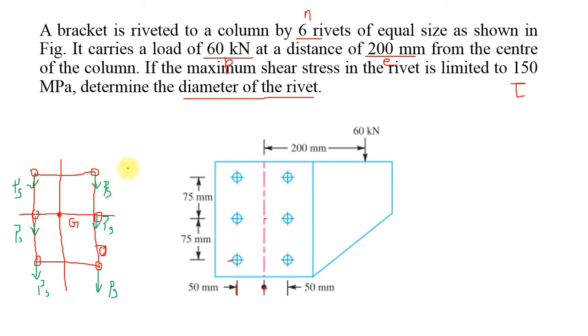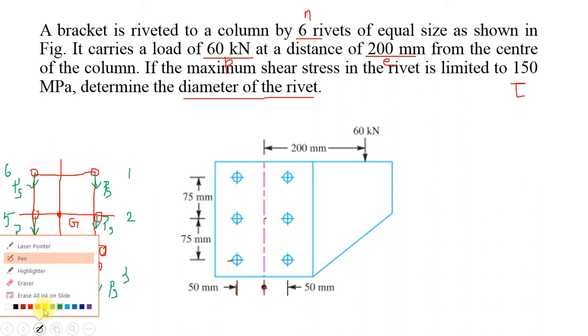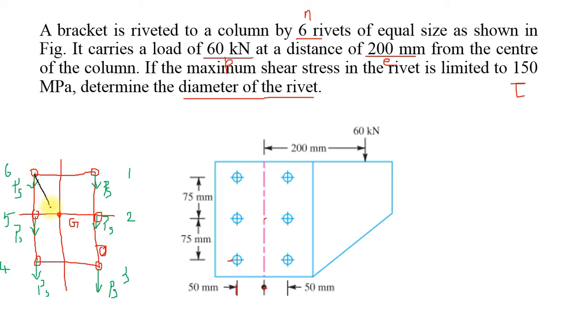Let us come back to the numbering procedure which I follow in this particular problem. I am going to give here as 1, 2, 3, 4. It is not an issue giving a number. The only thing is you need to identify where the maximum load would be available. Now let us join the center of each rivet to the center of gravity. This is how we can connect all of them to the center of gravity.